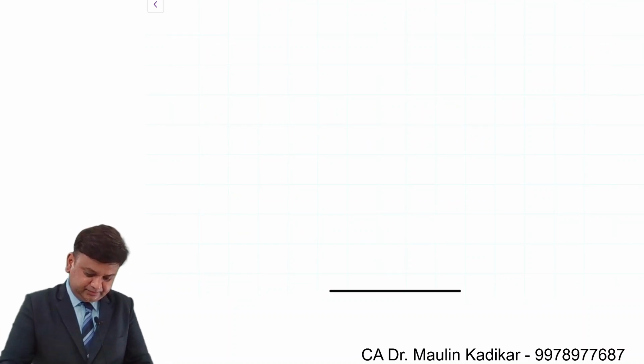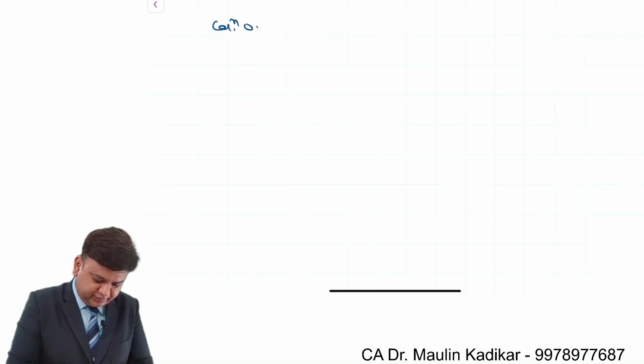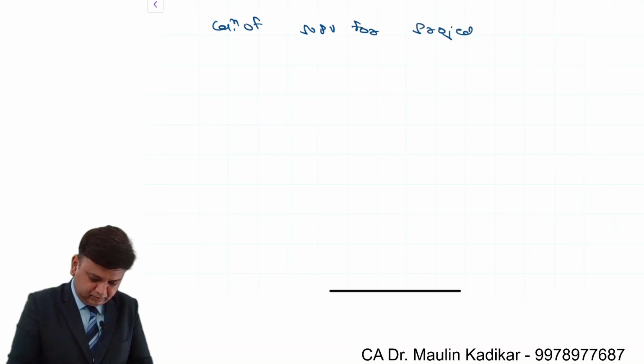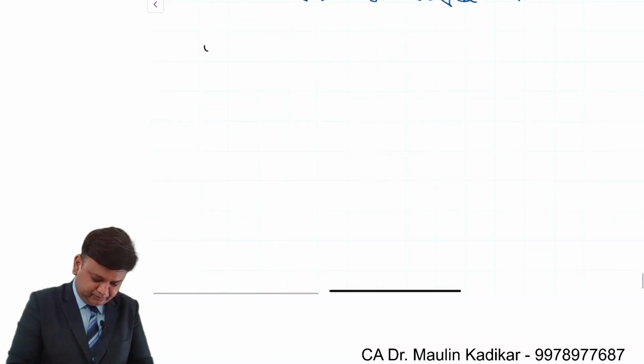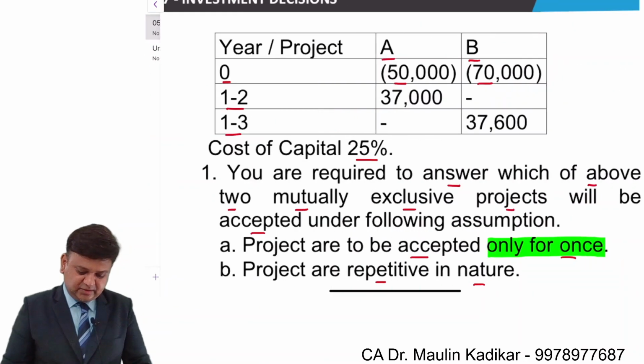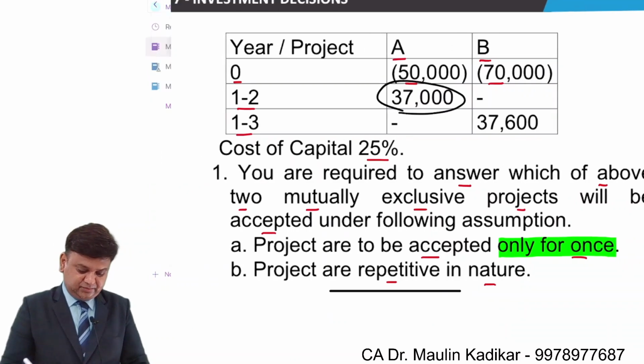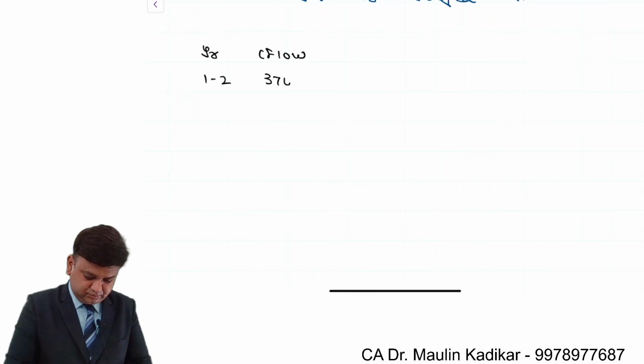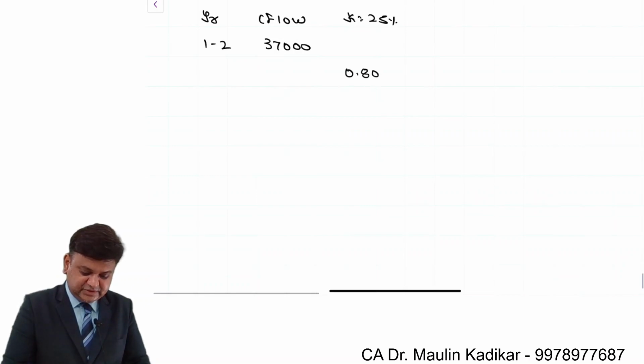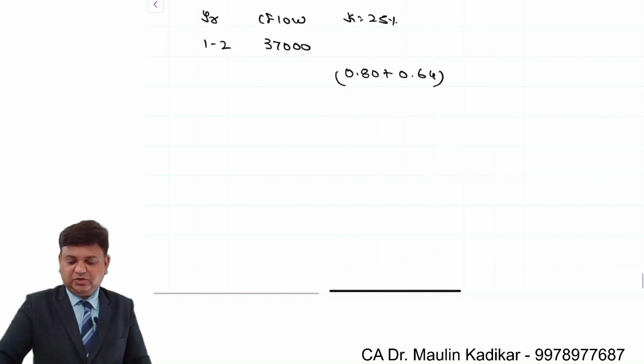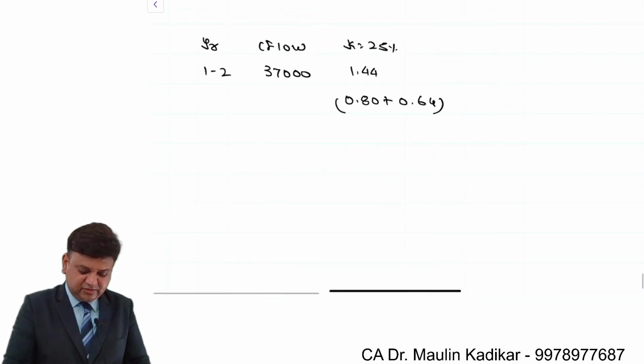Now let us write down the answer of the question. Calculation of NPV for project A. So first and second year cash inflow is 37,000. Discounting at the rate of 25%. First year factor is 80 paise, second year 64 paise. So present value annuity is 1.44.